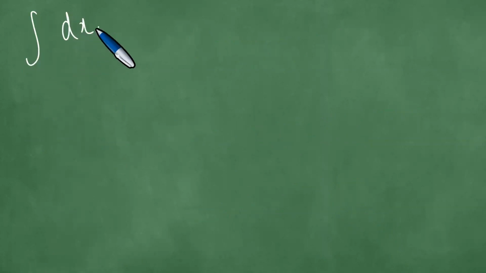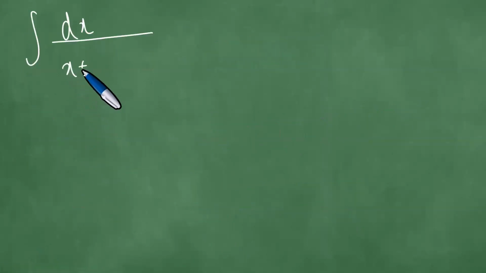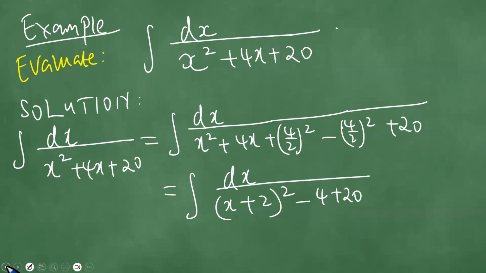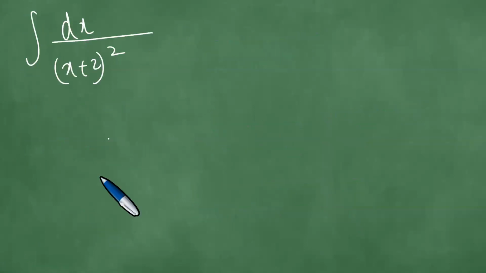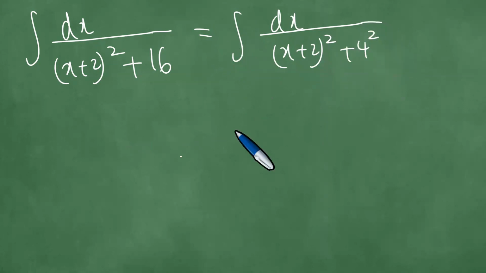And this is the integral of dx divided by x plus 2 squared plus 16. And what is this? This is exactly dx over x plus 2 squared plus 4 squared, since 16 is 4 squared.